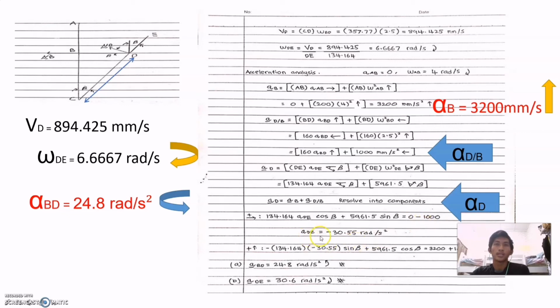And acceleration DE equals negative 30.55 radians per second squared. The positive to the up, negative 134.164 times negative 30.55 times sin beta plus 5961.5 cos beta equals 3200 plus 160 alpha BD. And the answer of acceleration of BD is 24.8 radians per second squared anti-clockwise. And the answer of acceleration DE equals 30.6 radians per second squared clockwise.